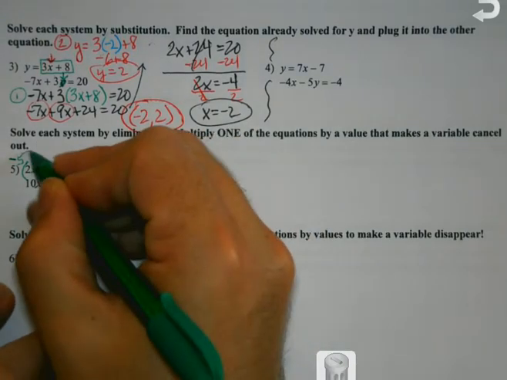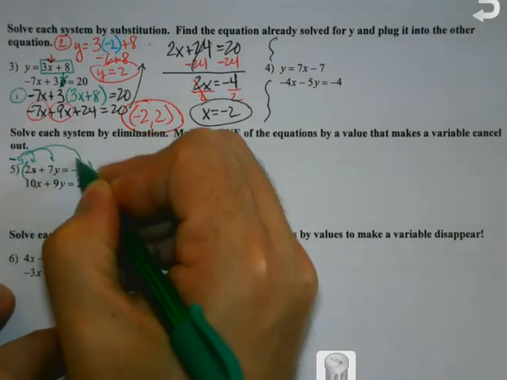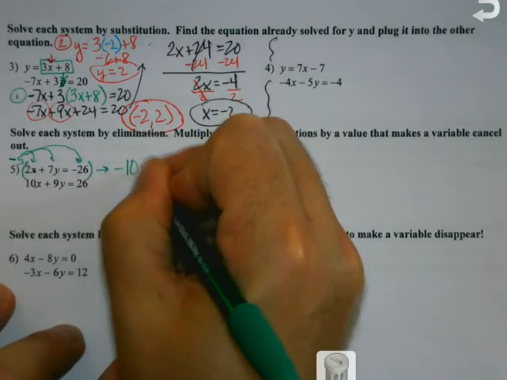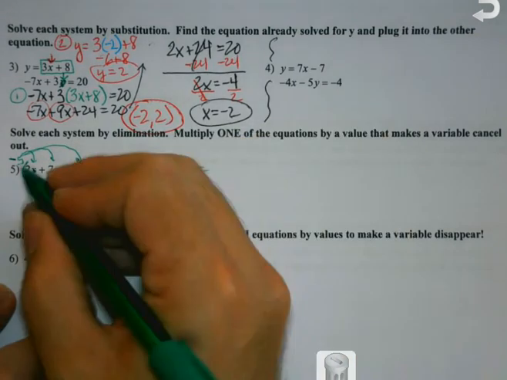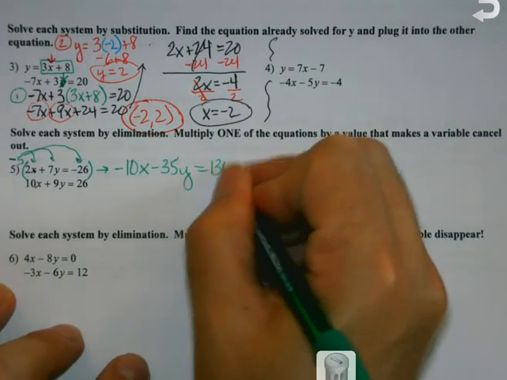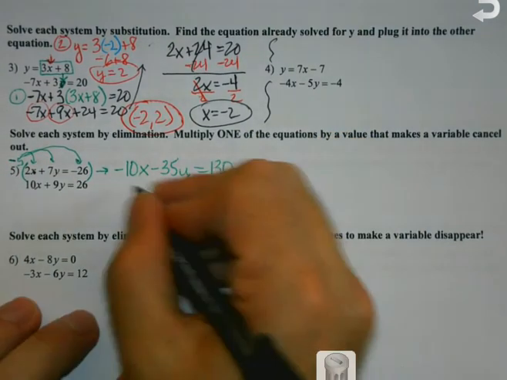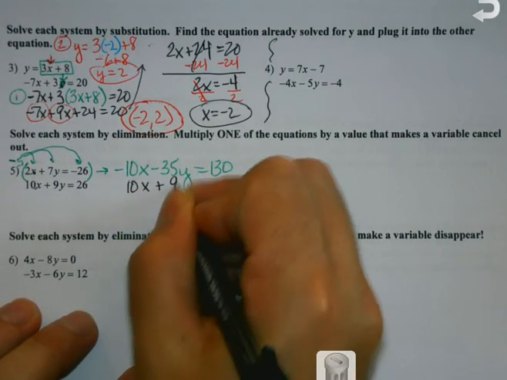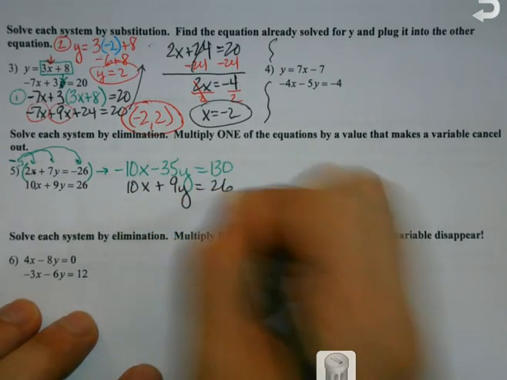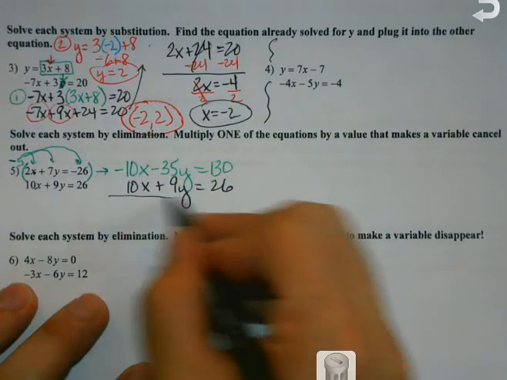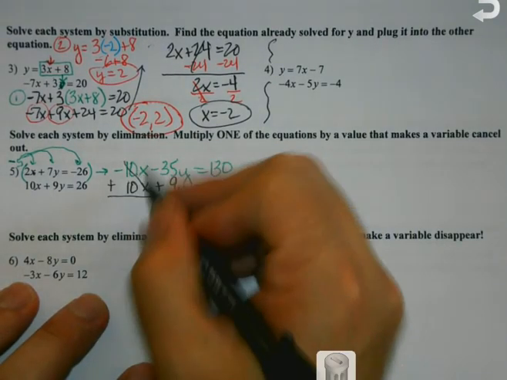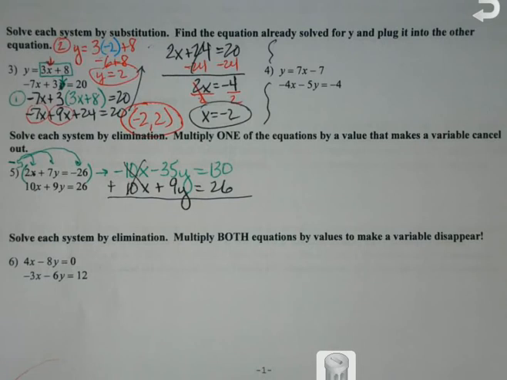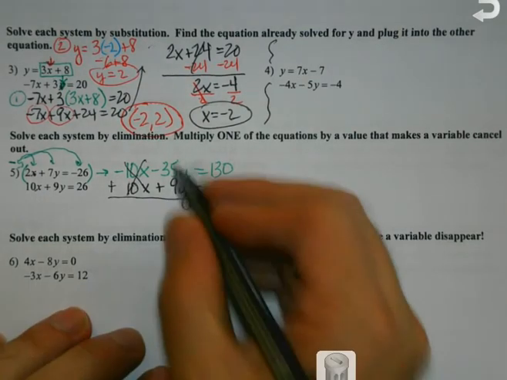So that -5 multiplies all the way through here, distributes. So I get -10x, -35y, and negative times negative is a positive 130. Notice I'm not changing the bottom one at all this time. Because now when I go ahead and add them up, -10 and +10 cancel. That's the idea of elimination. I want to eliminate one of the variables, at least at the start here. Now I can just add down.